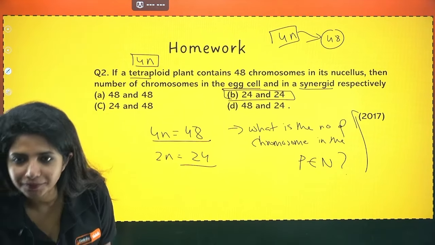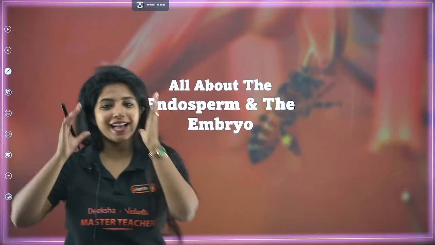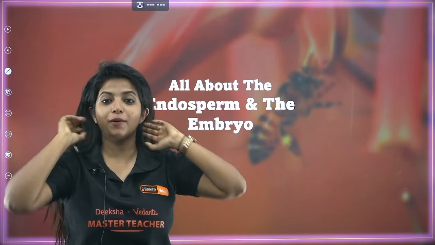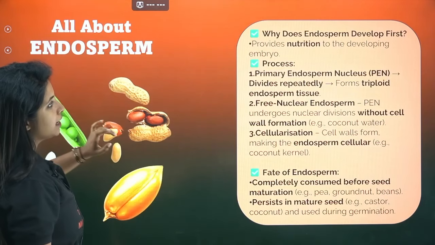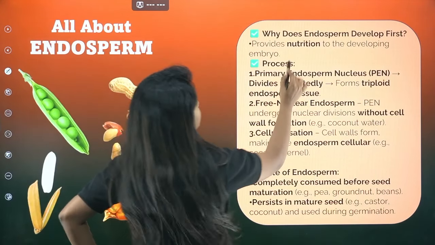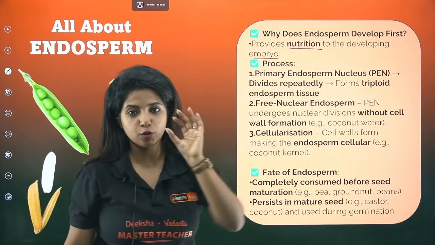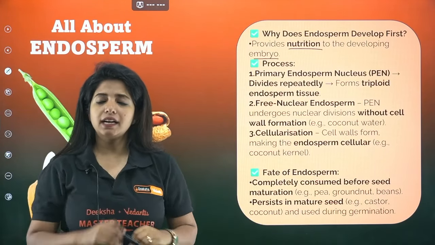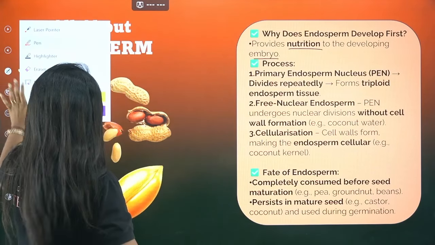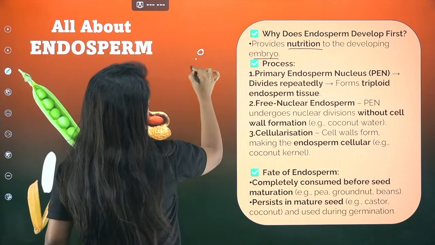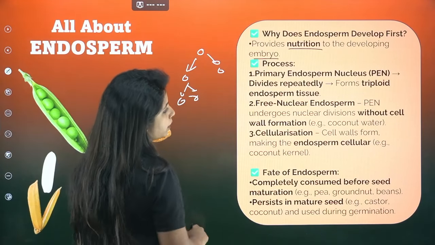Now we'll go into all about the endosperm as well as the embryo. I spoke about how endosperm development precedes the embryo, and we need to know more about it. So what is the role of endosperm? To provide nutrition to the developing embryo. The primary endosperm nucleus divides repeatedly. It keeps on dividing, just the nucleus, and it keeps on going.